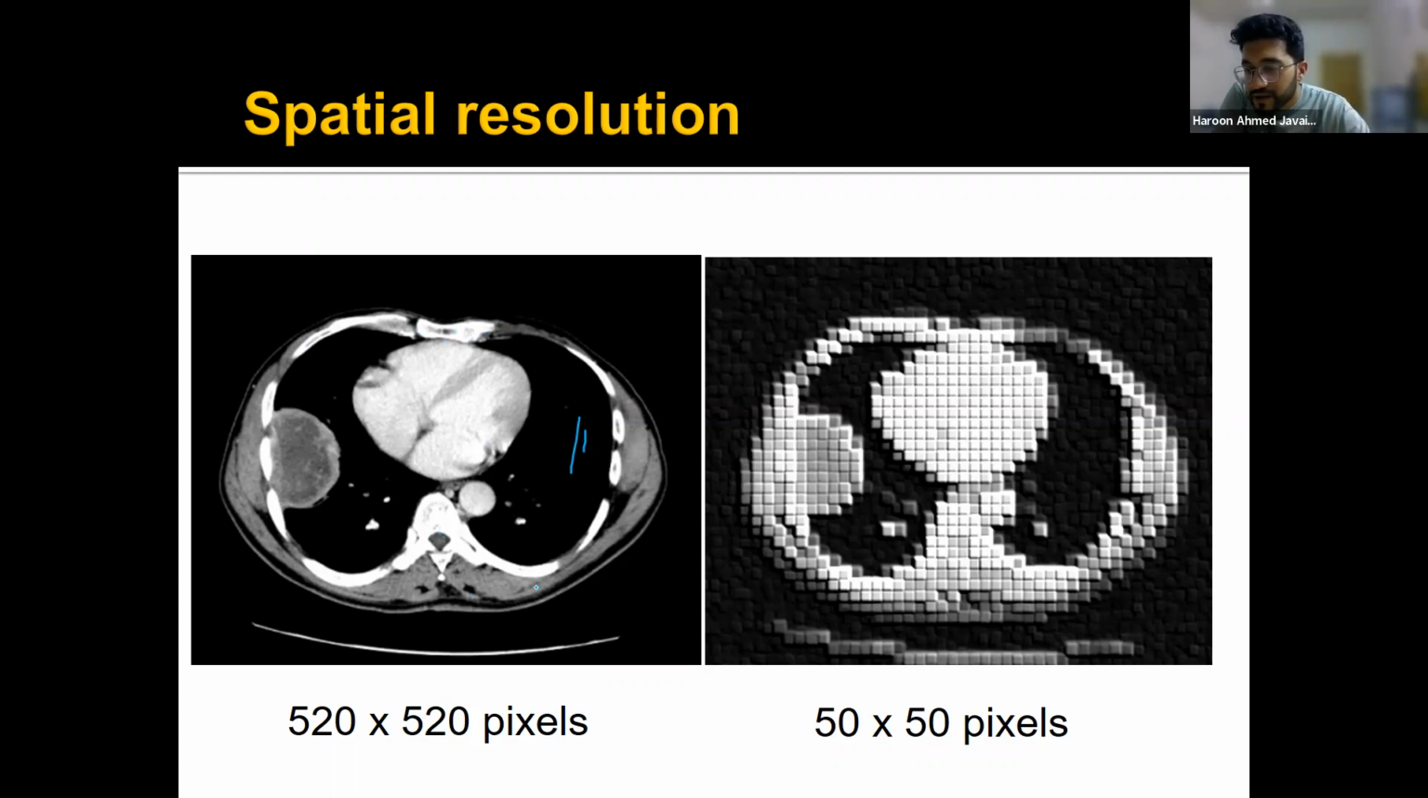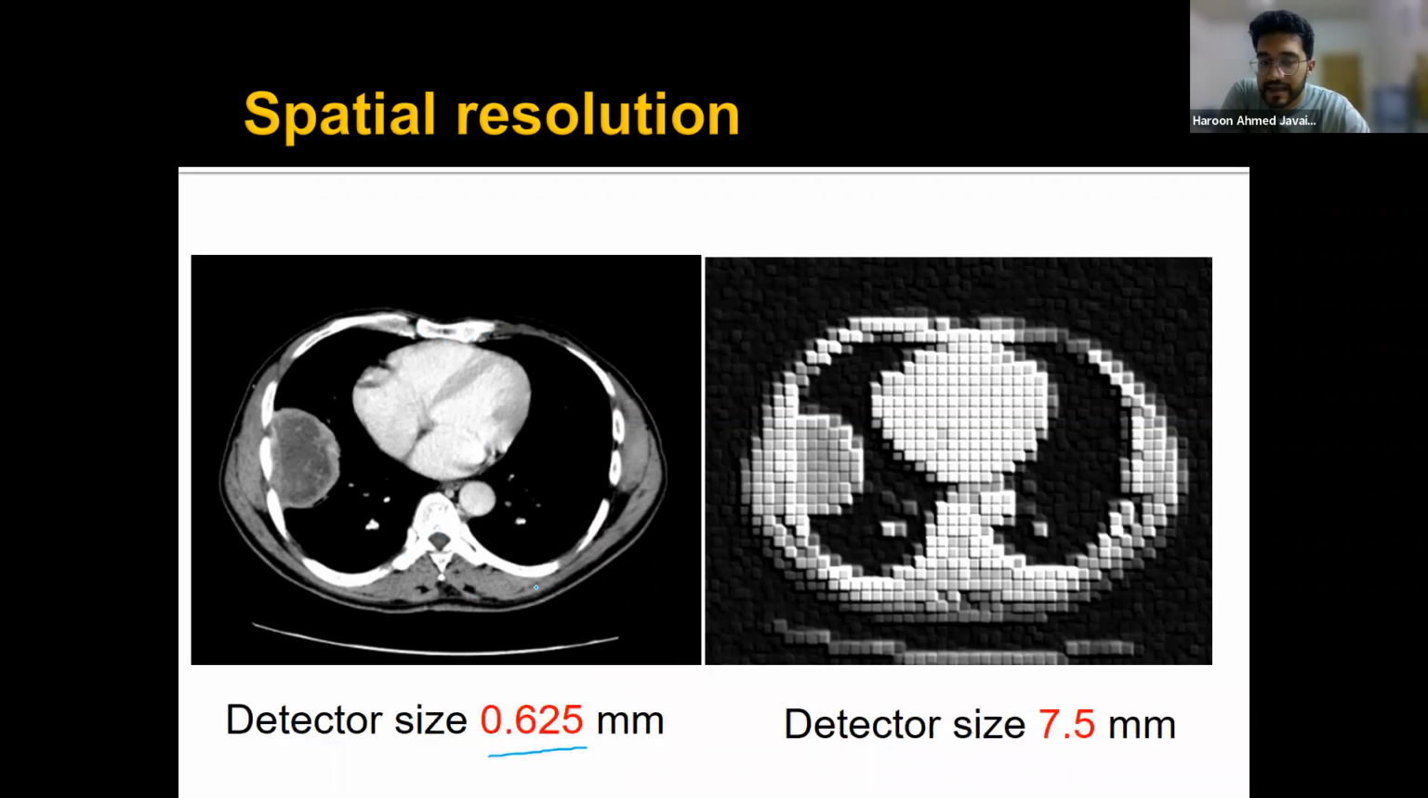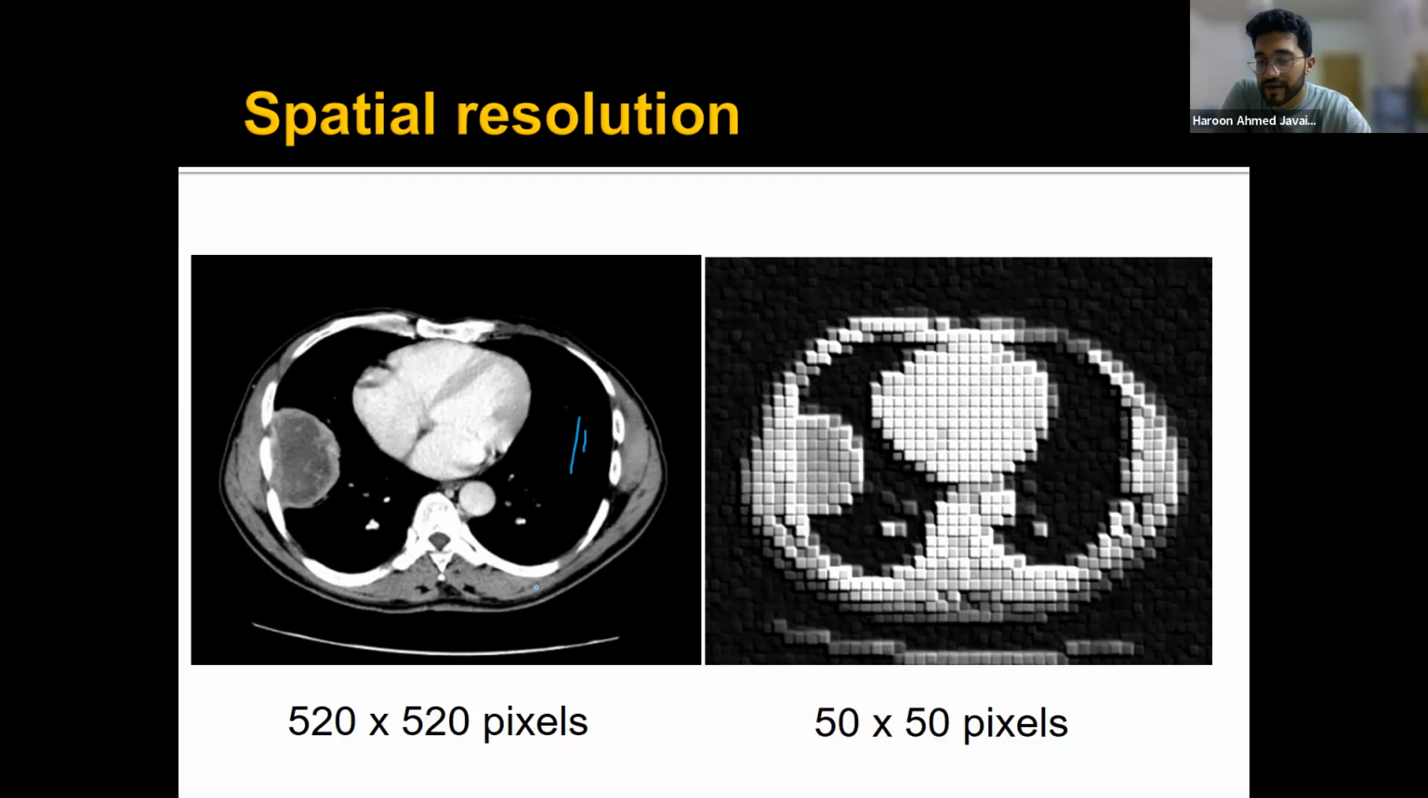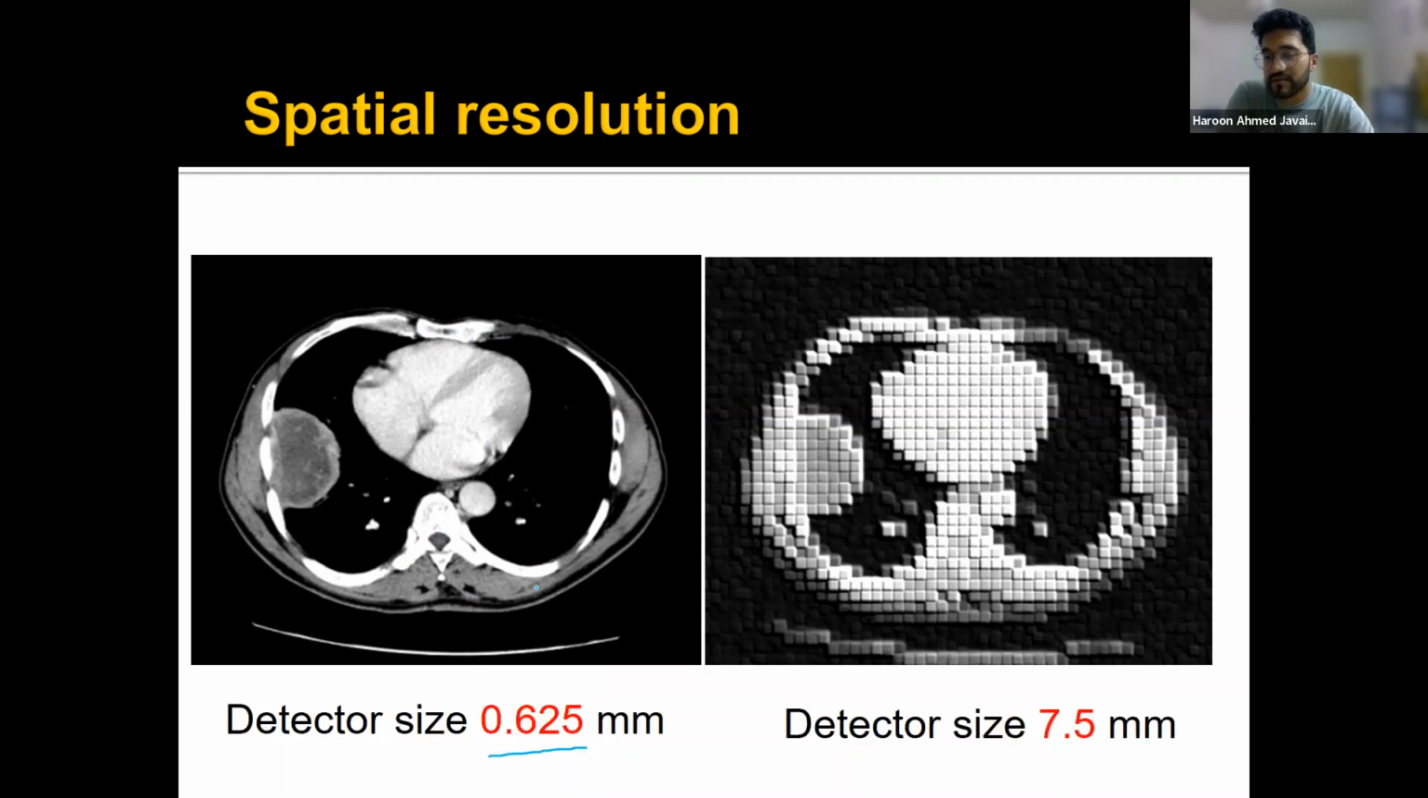Does the spatial resolution become better when we decrease the detector size? No, it's not the detector size, it's the pixels, if we increase the number of pixels. The detector size is basically talking about the number of detectors, or the size.